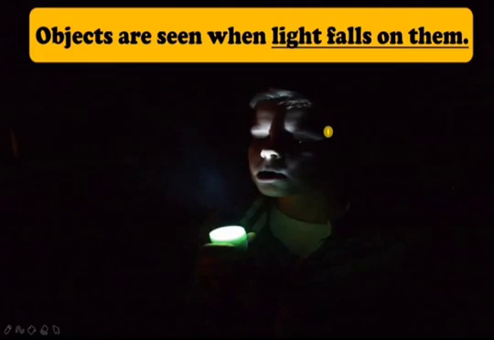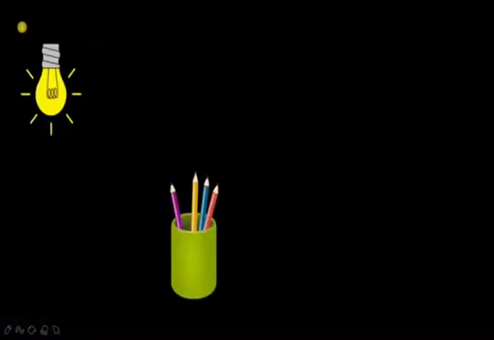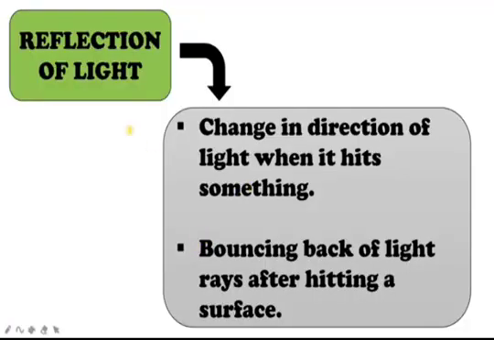Note the point: objects are seen when light falls on them. Look here. What is reflection of light? It is the change in direction of light when it hits something, and it should reflect back. The light which falls on a body will be reflected back, the rays after hitting its surface.